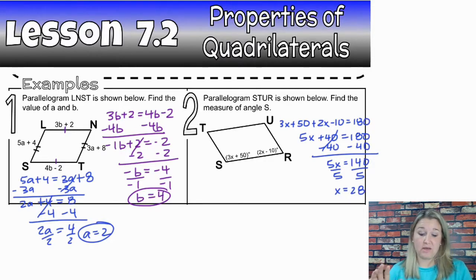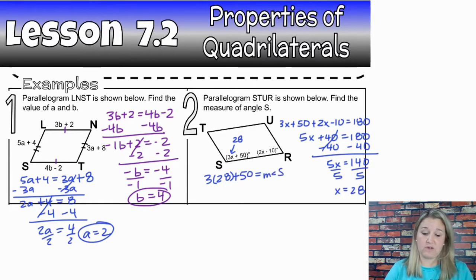Now, I'm not done, because it didn't ask for the value of x, it asked for the measure of angle S. So the measure of angle S over here is going to be 3x plus 50. I'm going to replace this x with 28. So 3 times 28 plus 50 is going to be the measure of angle S. So 3 times 28 is going to be 84 plus 50, and that's going to be the measure of angle S. So that's 134. And that is the measure of angle S.